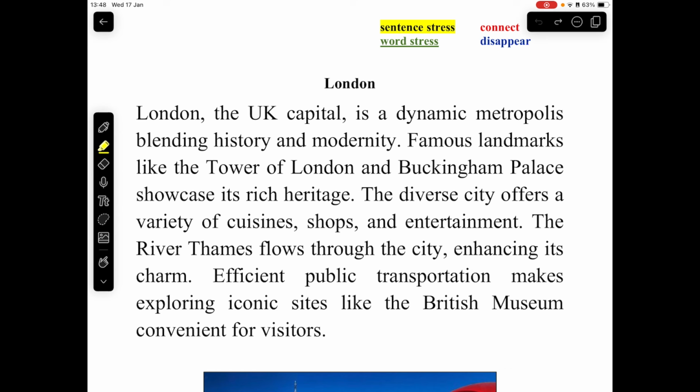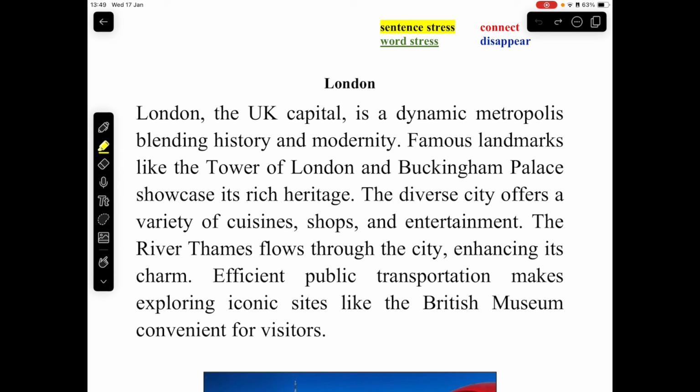London, the UK capital, is a dynamic metropolis blending history and modernity. Famous landmarks like the Tower of London and Buckingham Palace showcase its rich heritage. The diverse city offers a variety of cuisines, shops and entertainment. The River Thames flows through the city, enhancing its charm. Efficient public transportation makes exploring iconic sites like the British Museum convenient for visitors.